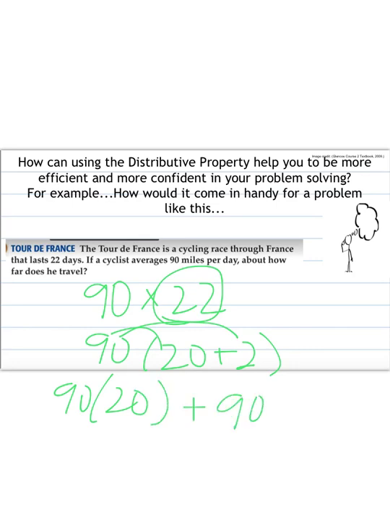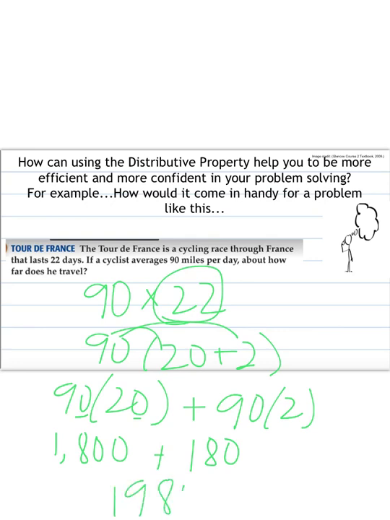and 90 times 2. Well, 90 times 20 is 1,800, because I know 9 times 2 is 18, add my 2 zeros. 90 times 2 is 180, add those together, 1,980. So that tells us that a cyclist would bike about 1,980 miles during that time. So that's just a way to use the distributive property to make a multiplication problem a little bit simpler.